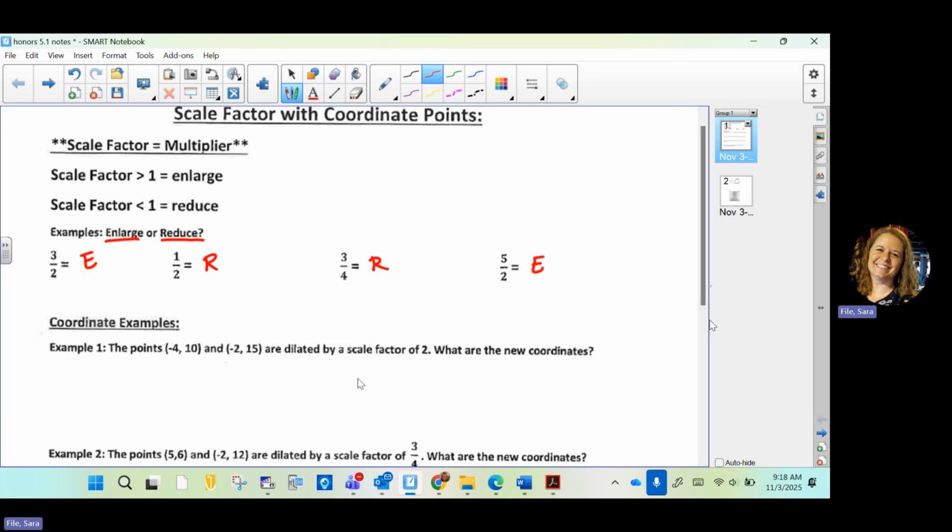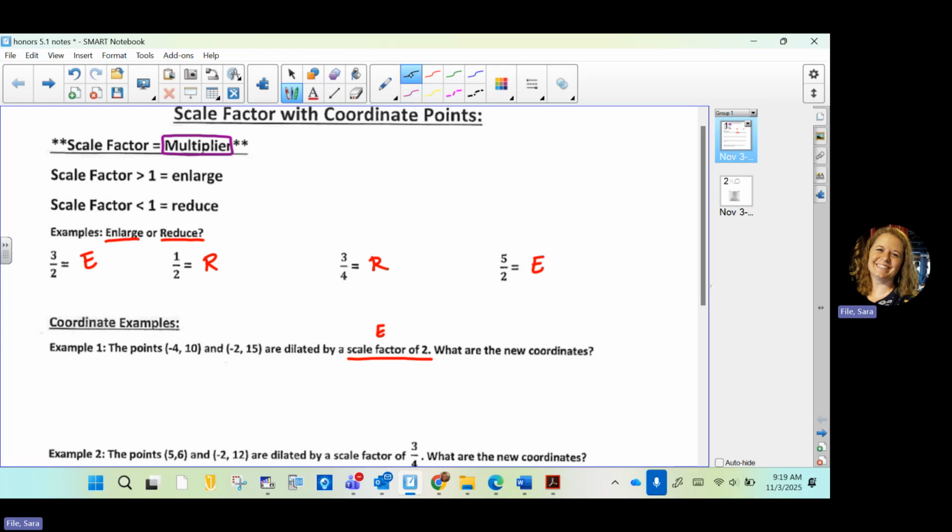So it's dilated by a scale factor of 2. So is this going to be an enlargement or a reduction? A scale factor of 2 tells me this is an enlargement. What are the new coordinates? So scale factor, we said up here means what? Multiplier. So we are simply going to multiply by that scale factor. We're going to multiply our x and our y values by 2. So we are, in this case, doubling. So multiply everything by 2.